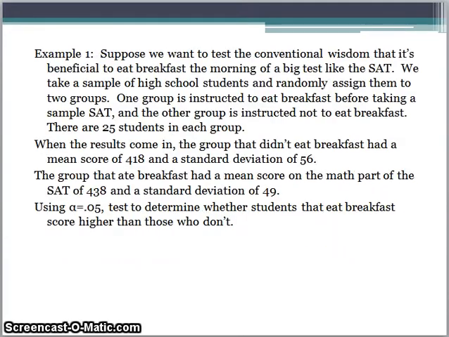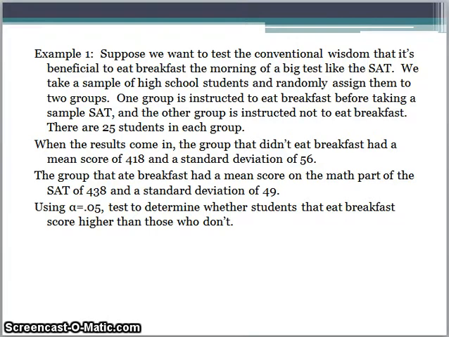Okay? Alright, so let's look at our first example. We want to test the usual wisdom that you should eat breakfast the morning of a big test. So we take a sample of high school students and we randomly assign them to two groups. One group is supposed to eat breakfast before taking a sample SAT, and the other group is not going to eat breakfast. And so we say that we have 25 students in each group. It's not necessary to have the same number of students in each group, by the way.